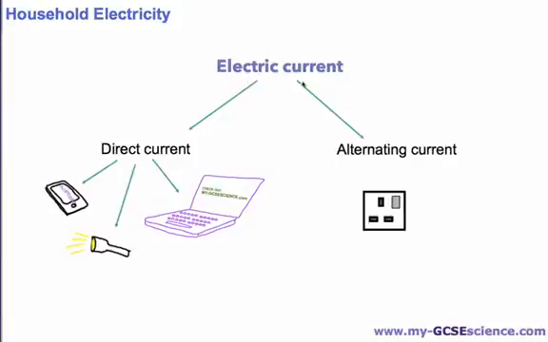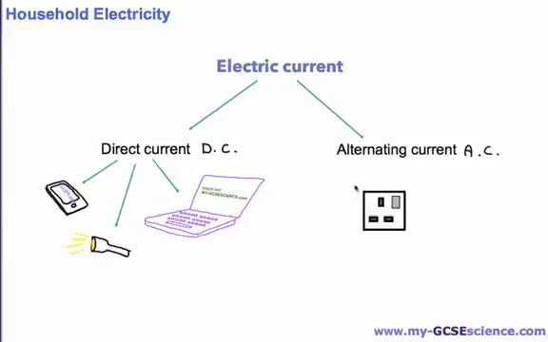Now we're looking at electric current, and we can break that down into two kinds. We've got direct current, which is sometimes written as DC, and alternating current, sometimes written as AC. With direct current, we are usually talking about anything that runs off a battery, so maybe your mobile phone, a torch, a laptop. Anything that runs off a battery is likely to be running off direct current.